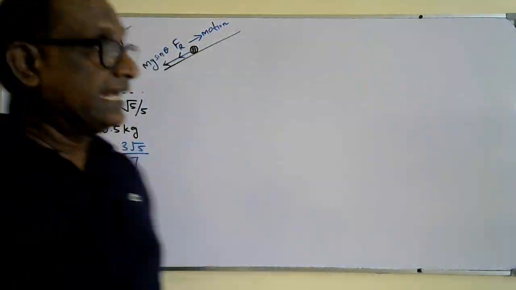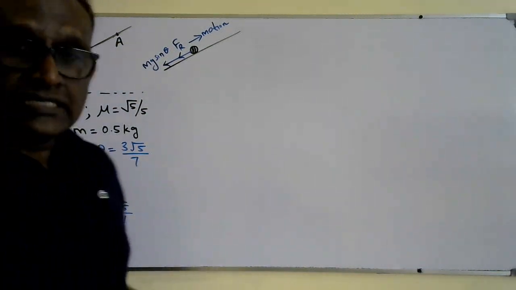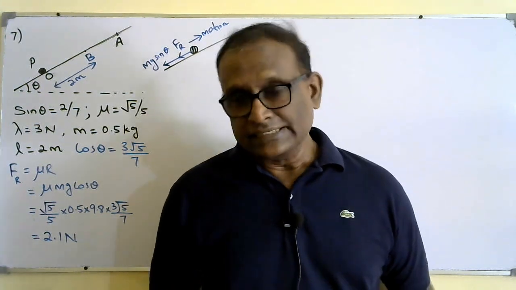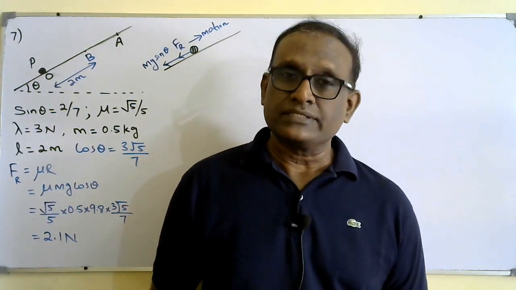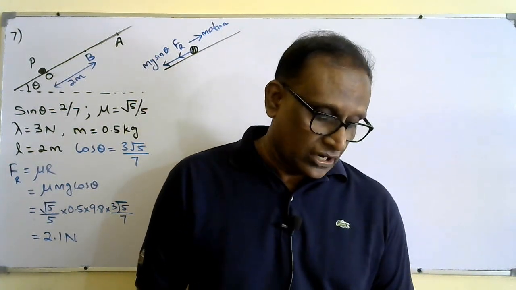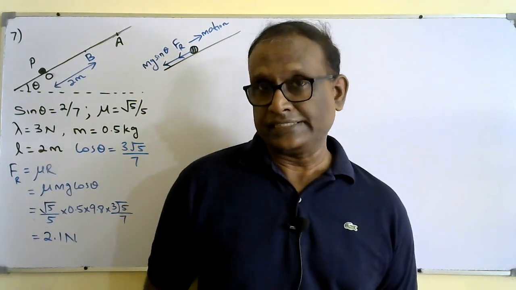That means we need to find the extension of the string when it reaches the point A. This could be answered in two different methods. One is by using energy equations. The other one is by using F equals m x double dot, Newton's second law. I'll do both methods. So the first method I'll use is energy equations.